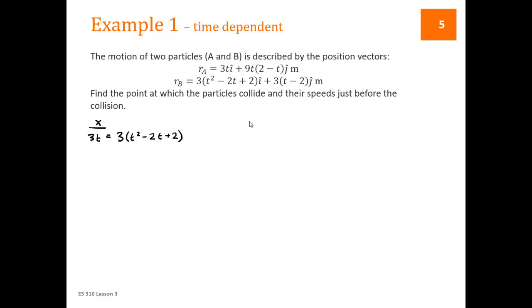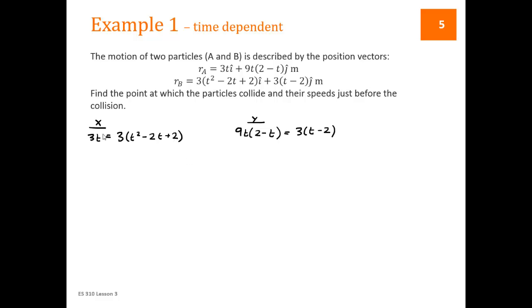Then we also have the y direction. So looking at the y's, that's the j hat parts. So we've got 9t times 2 minus t is going to equal 3 times t minus 2. And both of these equations have to be satisfied if these particles are going to collide. It's very possible that they wouldn't collide, but since we're being asked for it, we're going to assume that they will. So let's solve each of these equations for time.